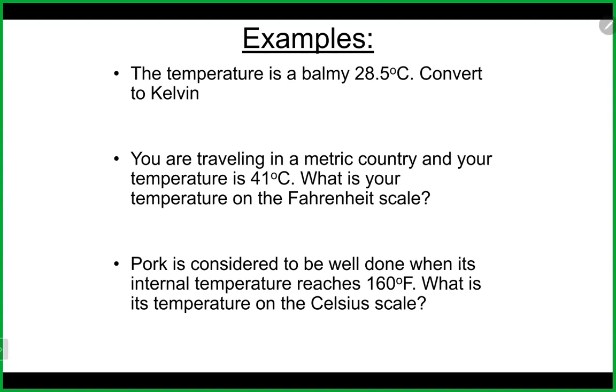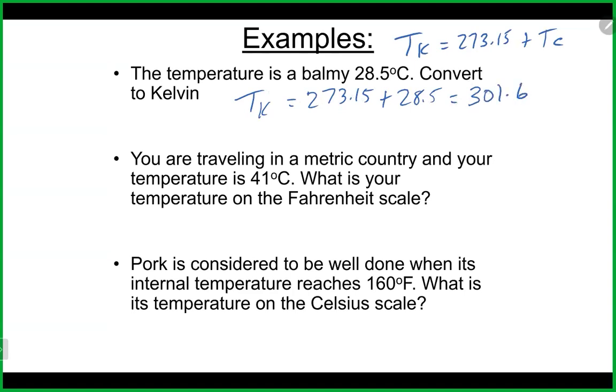So here on the first one, we are going from Celsius to Kelvin. Again, our temperature in Kelvin equals 273.15 plus our temperature in Celsius. So we'll plug that in there. Temperature in Kelvin equals 273.15 plus our 28.5, and we will end up with 301.65. Again, this is going to be Kelvin, no degrees Kelvin.